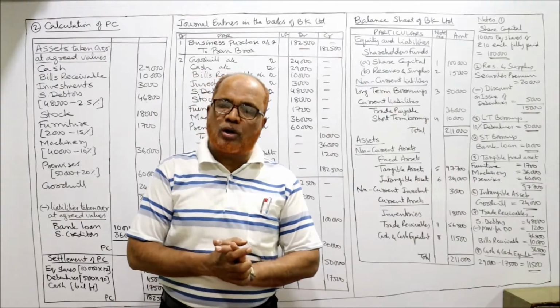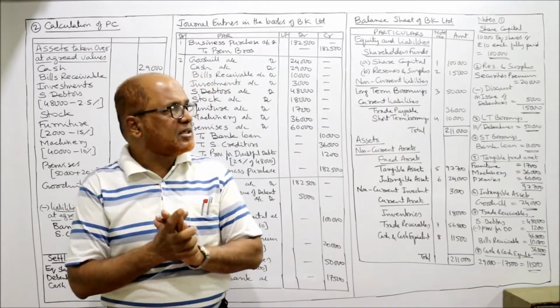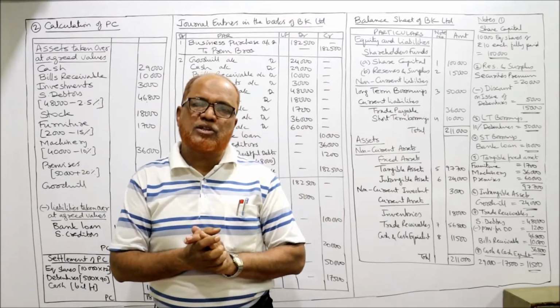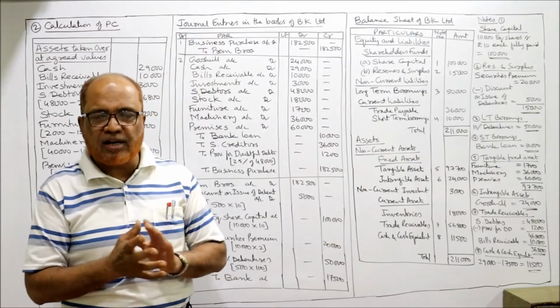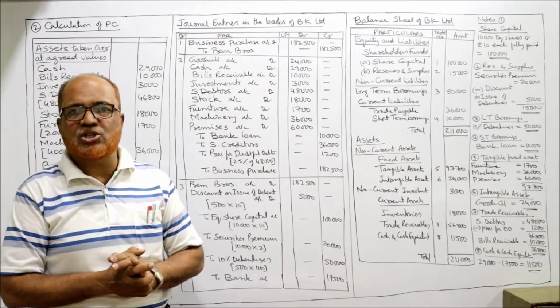Two problems on acquisition of business. Hope you understood the complete points regarding the acquisition of business: how to calculate the purchase consideration, what are the journal entries to be passed in the books of the company, and what is the balance sheet after acquisition of business.